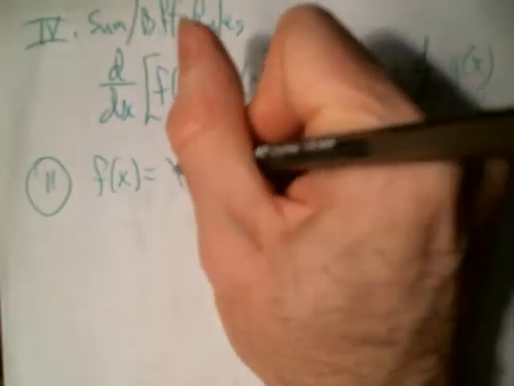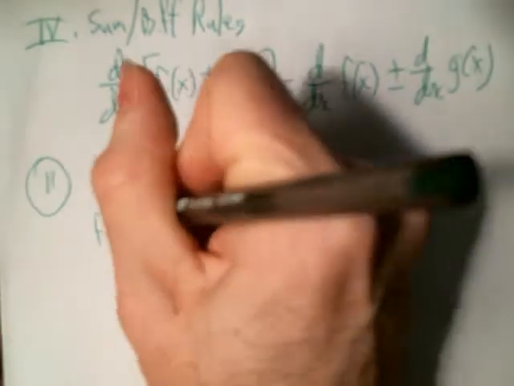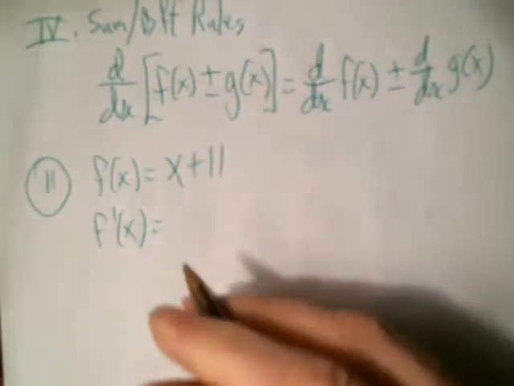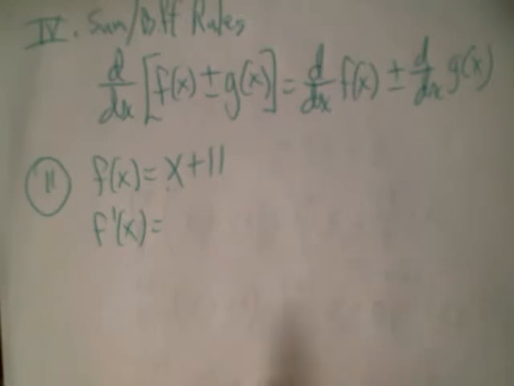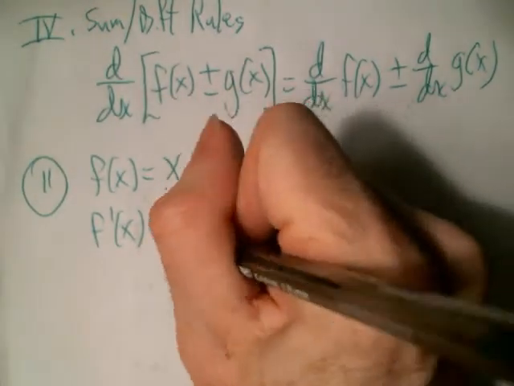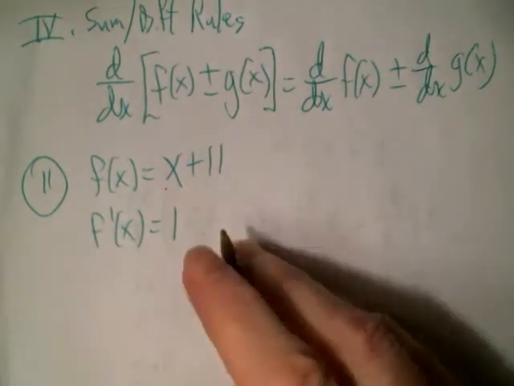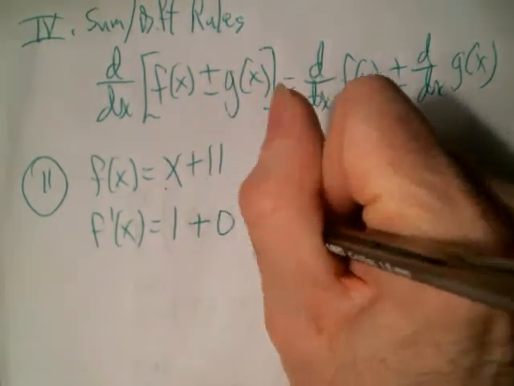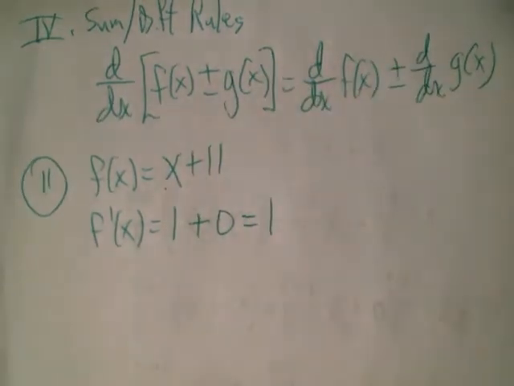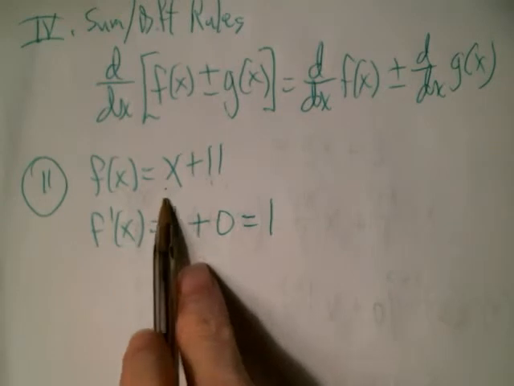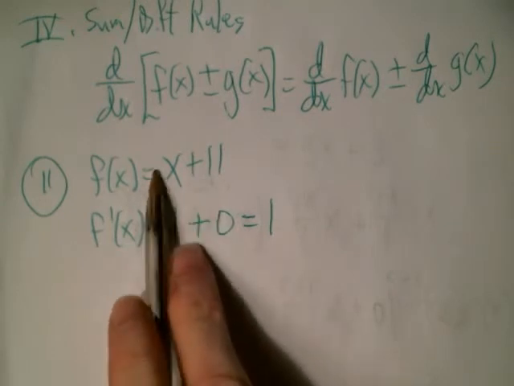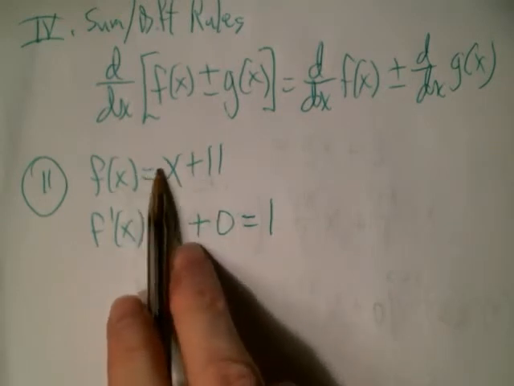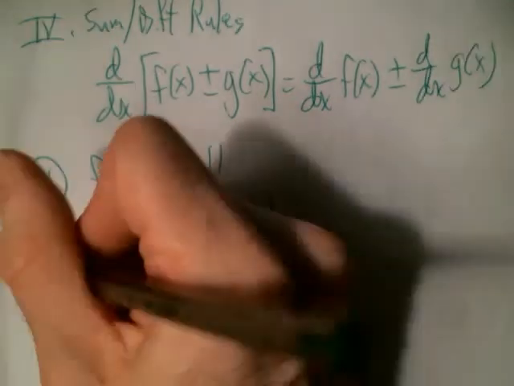Number 11, f of x equals x plus 11. To find the derivative, just take the derivative of each part. The derivative of x is 1, and the derivative of any constant is just 0. So 1 plus 0 is 1. Of course, this is just the equation of a line, and we can see its slope is 1.